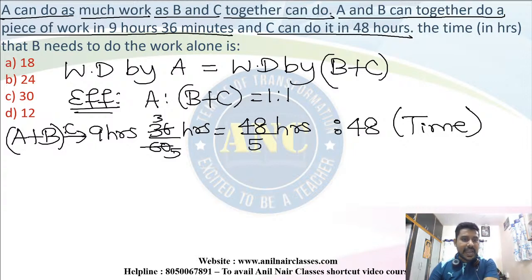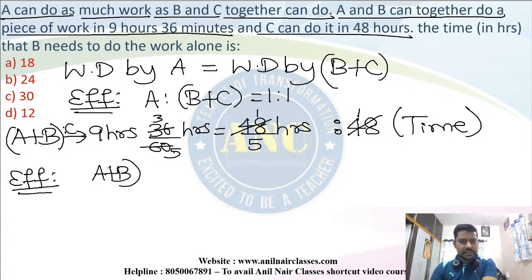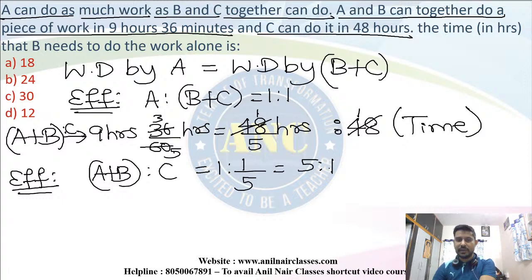That means the time ratio is given as 48 by 5 is to 48, which is nothing but 1 by 5 is to 1, right? 48 cancels. But I want to convert it to an efficiency ratio. A plus B ratio with C efficiency: 1 by 5 is to 1 will become reversed. It becomes 1 is to 1 by 5, which is nothing but 5 by 1. Very simple, right? The time ratio is given. Calculate the reverse of it, and you will get the efficiency ratio.